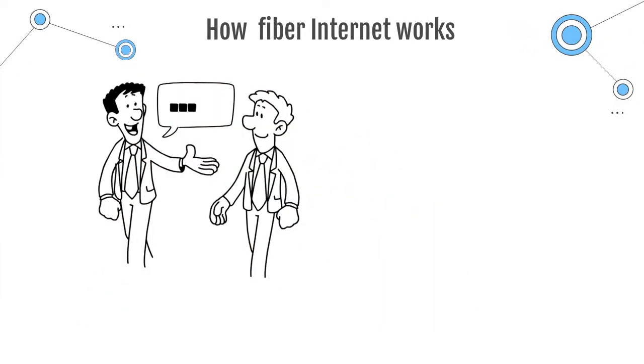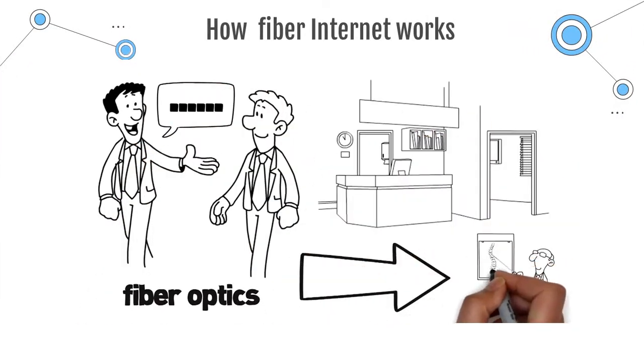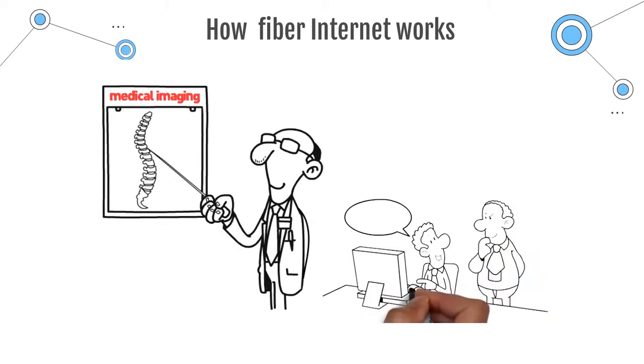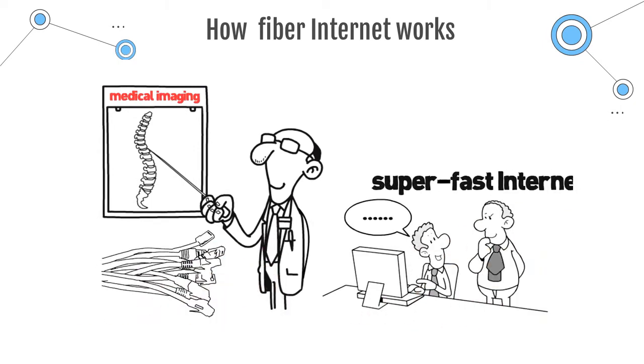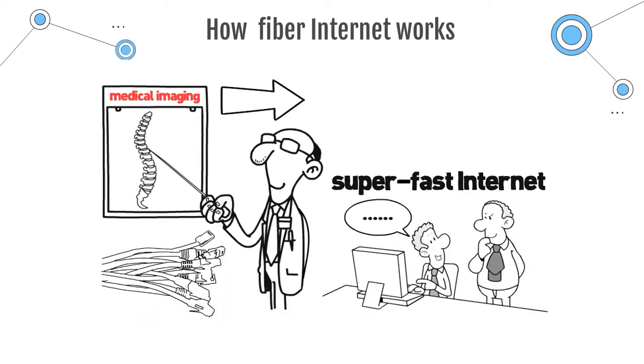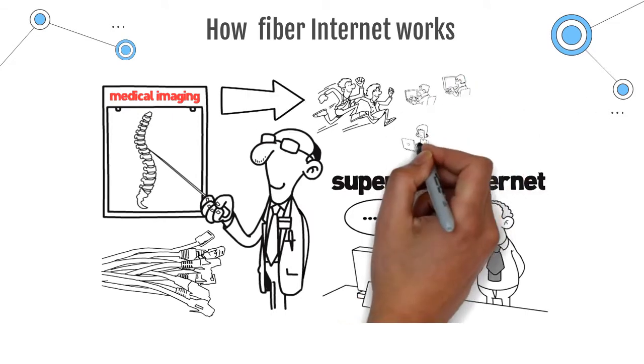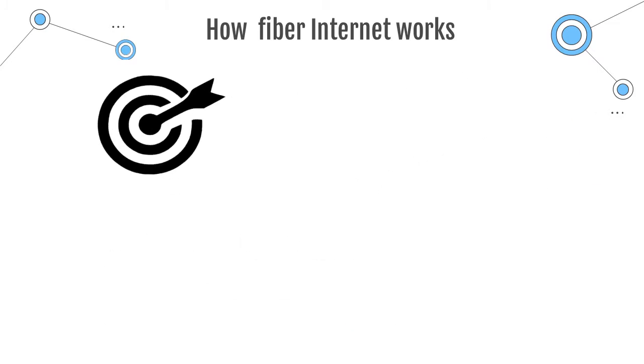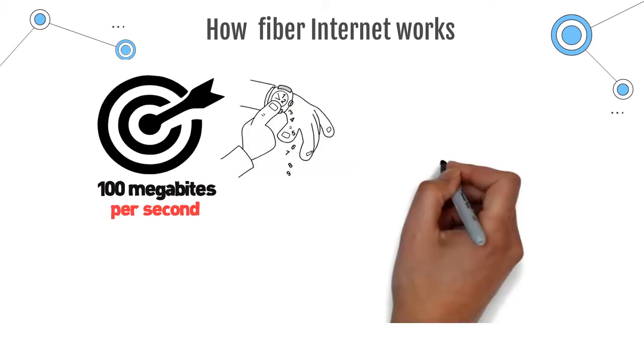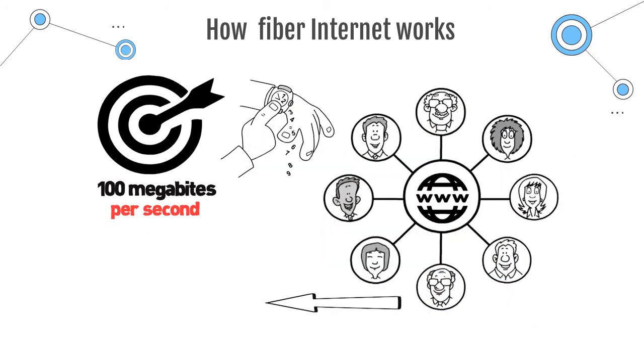You might have heard about fiber optics in the doctor's office, where it's used for medical imaging. You also might have heard of fiber optics from someone with superfast internet. Fiber optic cables carry the fastest speeds available for internet, speeds of 100 megabytes per second and up. What does that mean to the average web user?